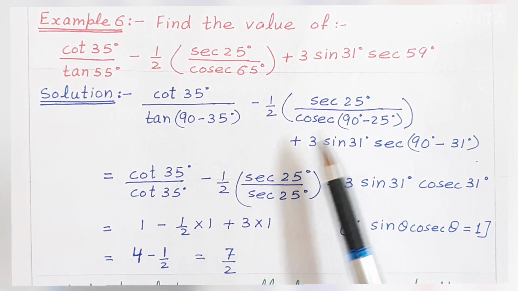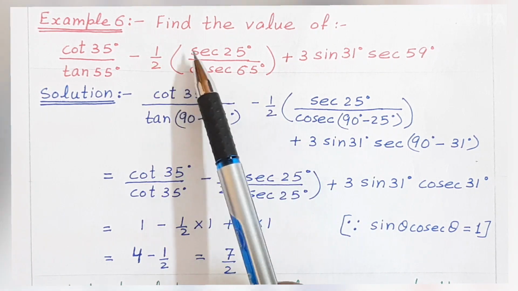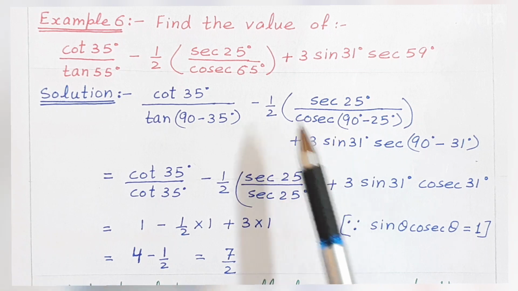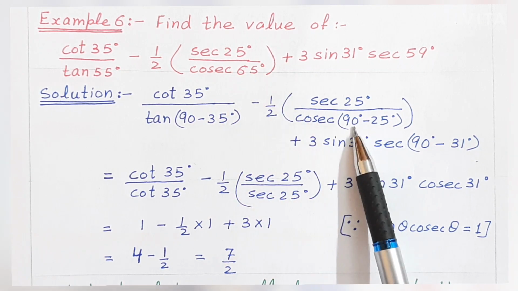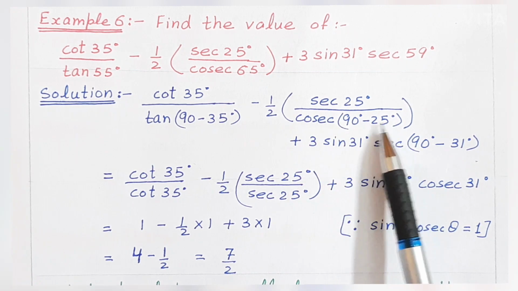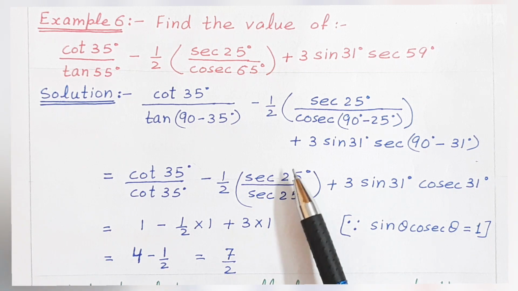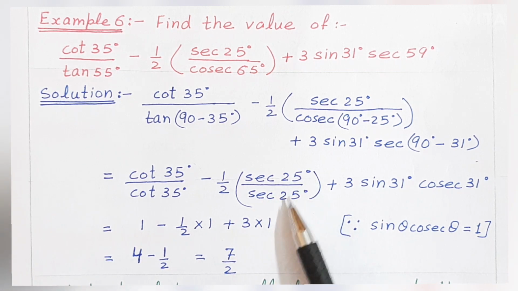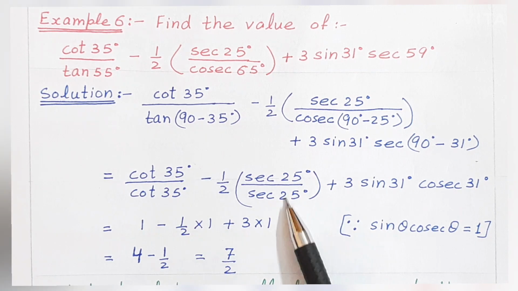Clear? Now see next. Half as it is, secant 25 degree upon, now cosecant 65. 65 is 90 minus 25. So cosecant 90 minus theta is secant theta. Now here also secant 25 and secant 25 will get cancelled. Cot 35 and cot 35 will also get cancelled.